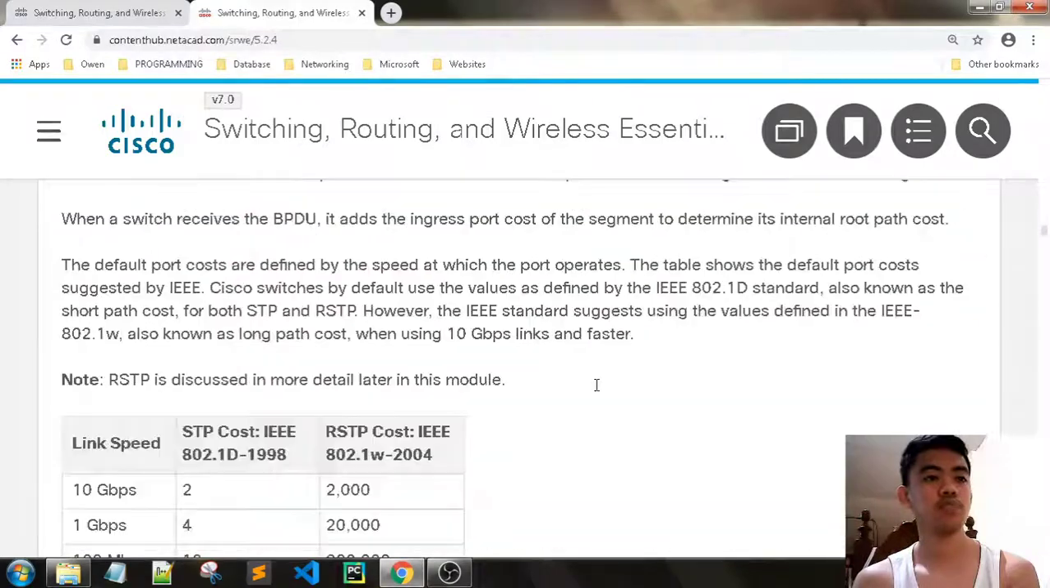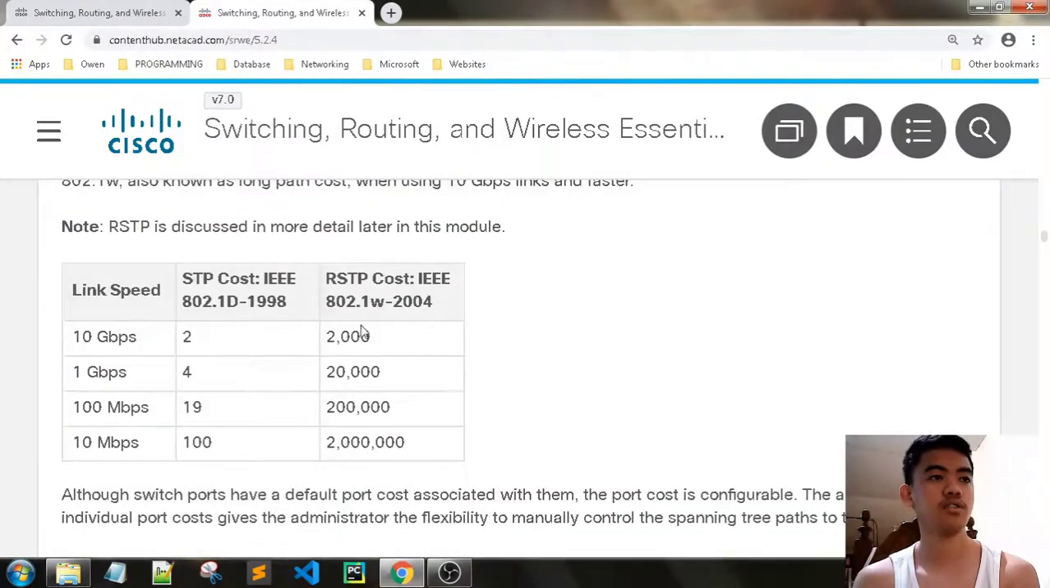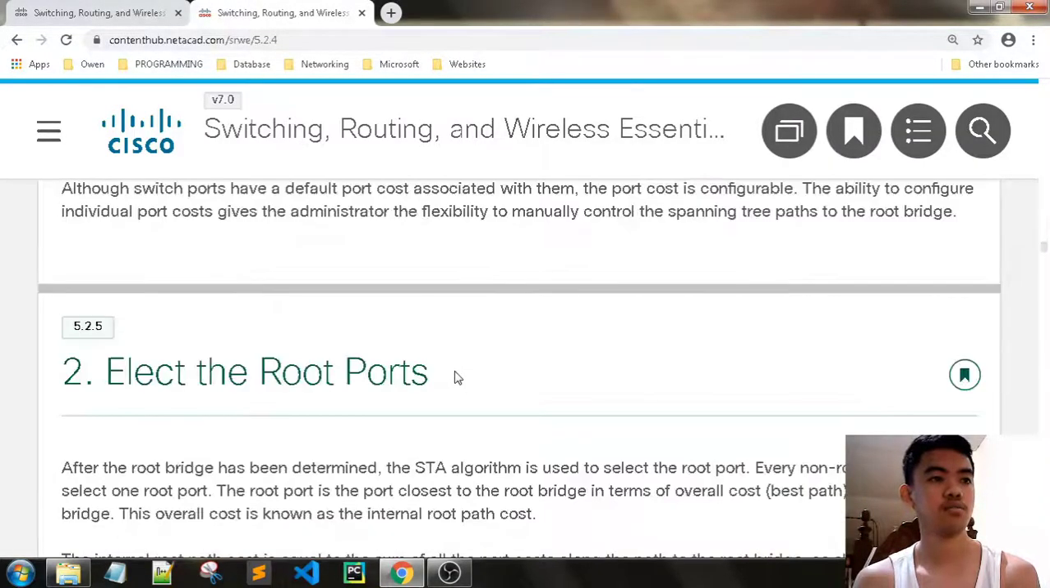To determine the root path cost, we have here the root path cost.